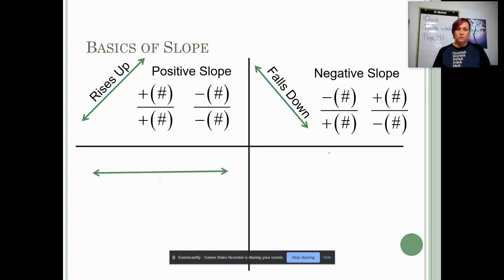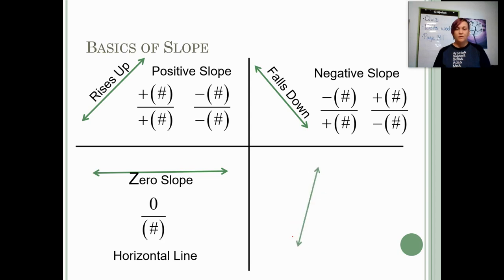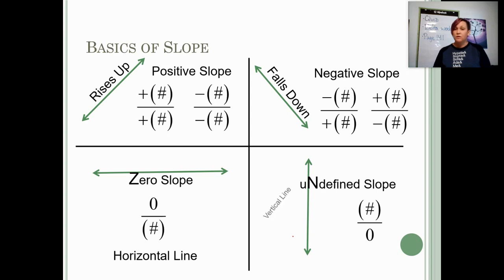We have a horizontal line, which has a 0 slope. That's when the 0 is on top. And we have a vertical line that has an undefined slope. That's when the 0 is on the bottom. So again, if you weren't able to copy down all the notes from today, you can copy them down right now from this video. Just pause it and then get started on your homework.